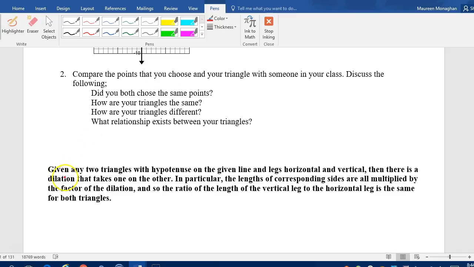It says, given any 2 triangles with hypotenuse on the given line and legs horizontal and vertical, so remember horizontal is laying down, vertical is up, then there is a dilation that takes one on the other. In particular, the lengths of corresponding sides are all multiplied by the factor of the dilation. And so the ratio of the length of the vertical leg to the horizontal leg is the same for both triangles. So we're going to use drawing these 2 triangles to show dilation.